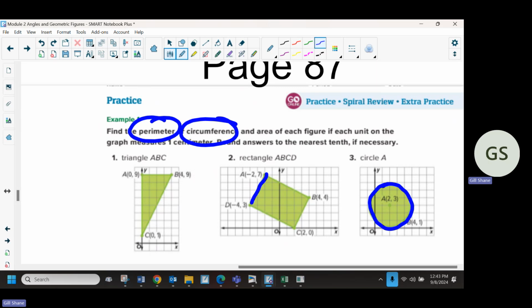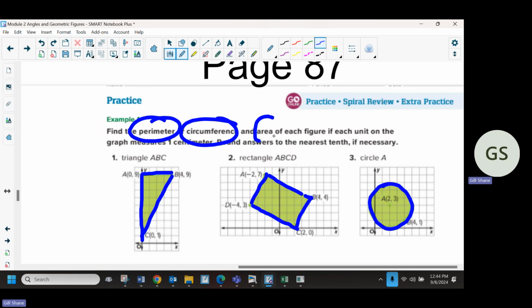So that's the perimeter. The blue lines added together would be the perimeter of that rectangle. Again, blue lines added together. So it's basically for triangles, rectangles, any polygon, which we'll talk about later in the year. It's just the length of all the sides added up. That's all it is for perimeter.